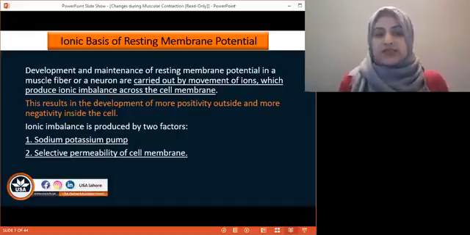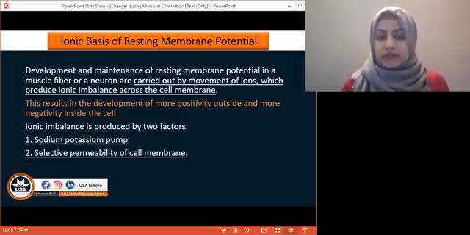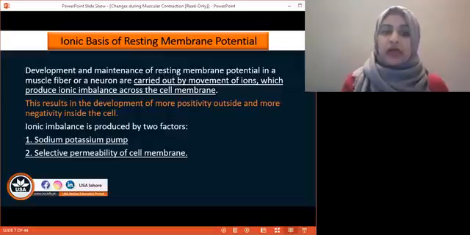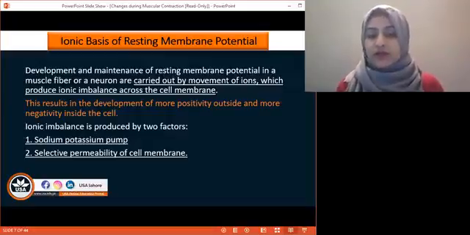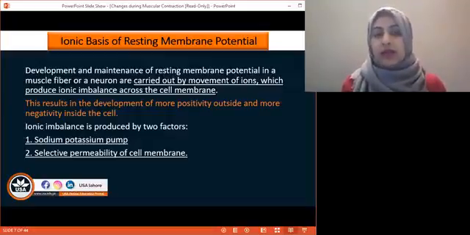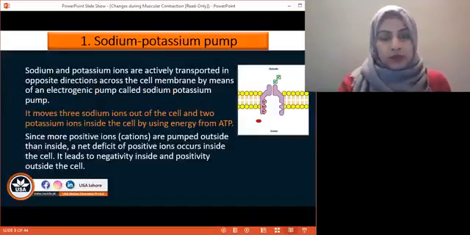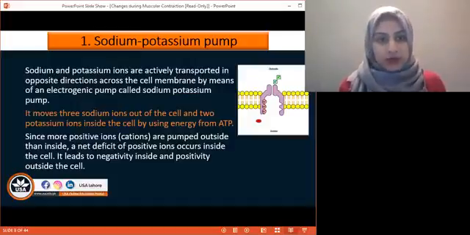So ionic balance is produced by two factors. The first factor is the sodium potassium pump, and the second factor is the selective permeability of the cell membrane. These factors are very important as they are the ones which decide how the inside of the cell and how the outside of the cell is going to be. So first of all, we need to know how the sodium potassium pump works.